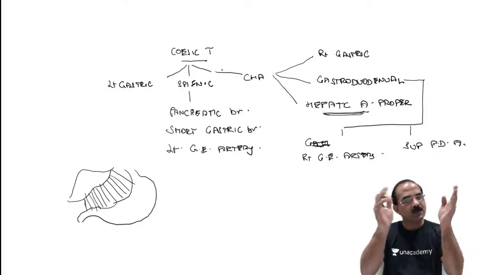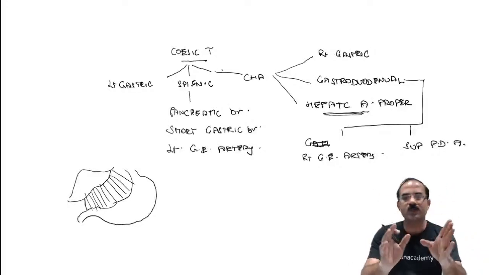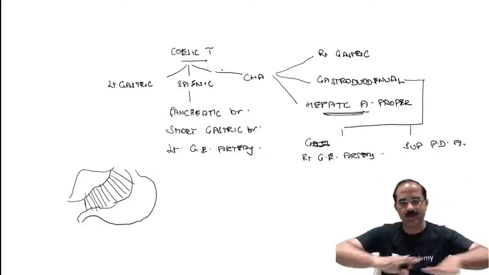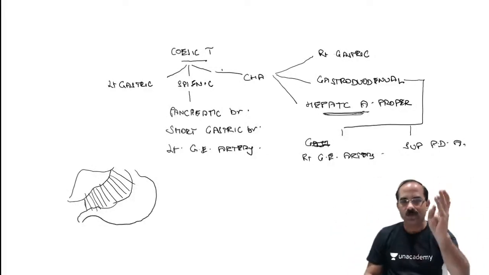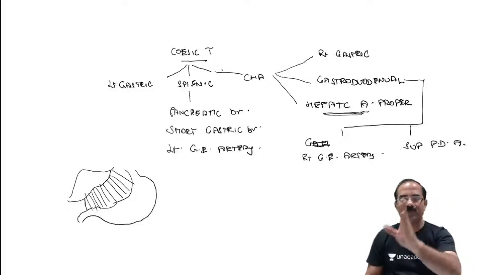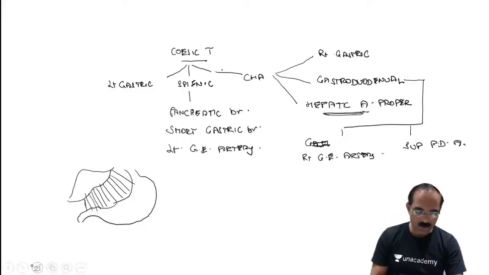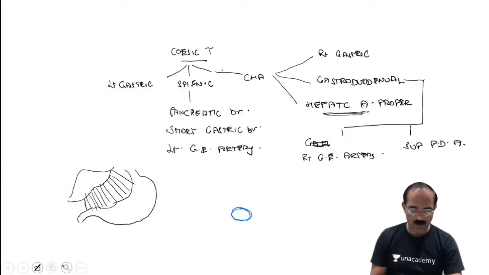Okay? And these three have a specific sequence. They're just not randomly arranged. Can you tell me, students, out of these three structures, hepatic artery, portal vein, and bile duct, who's the most posterior? The most posterior is the portal vein.